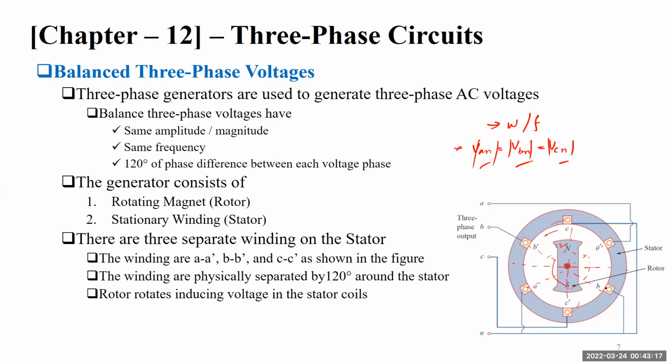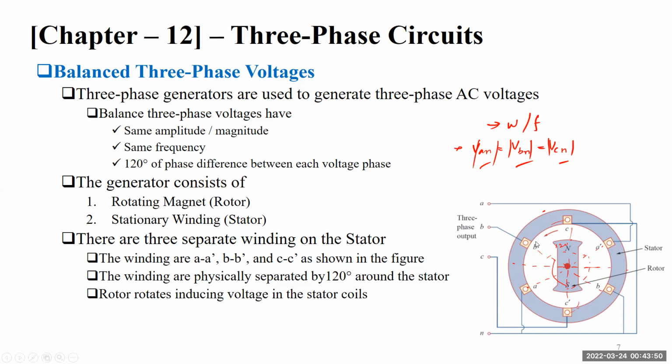So similarly A, B, C. Physically there are 120 degrees between A and C, and A and B is again 120, and B and C is 120 degrees. And that basically gives the 120-degree phase difference in the voltages generated once the rotor starts rotating. So again, it says third point, the rotor rotates inducing voltages in the stator coil.